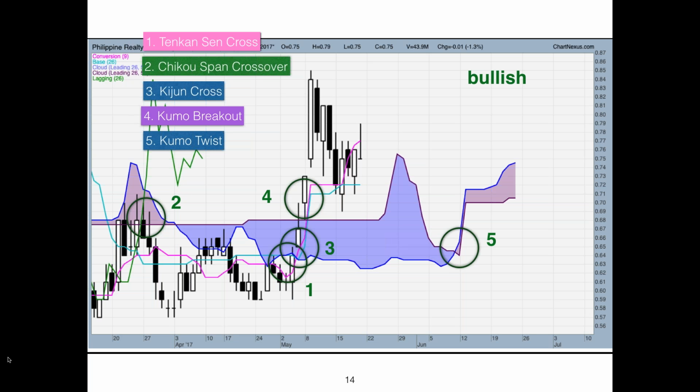So from this chart, we can conclude that RLT is still bullish because all the Ichimoku elements are telling us that we have a bullish chart. All the Ichimoku elements agree that this is a bullish security.